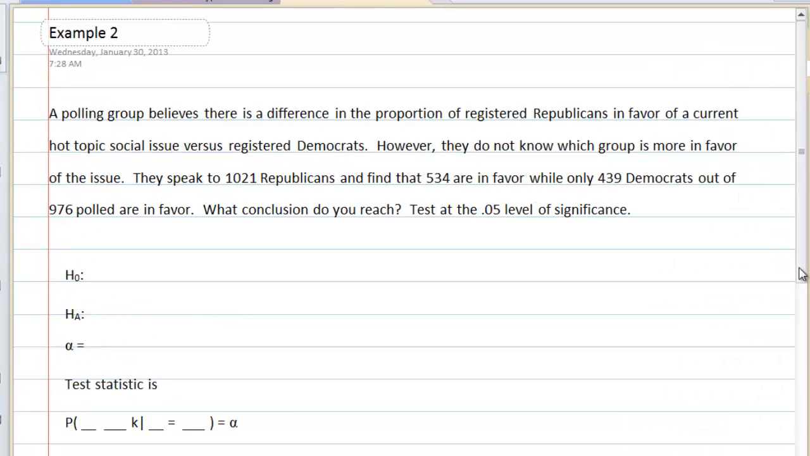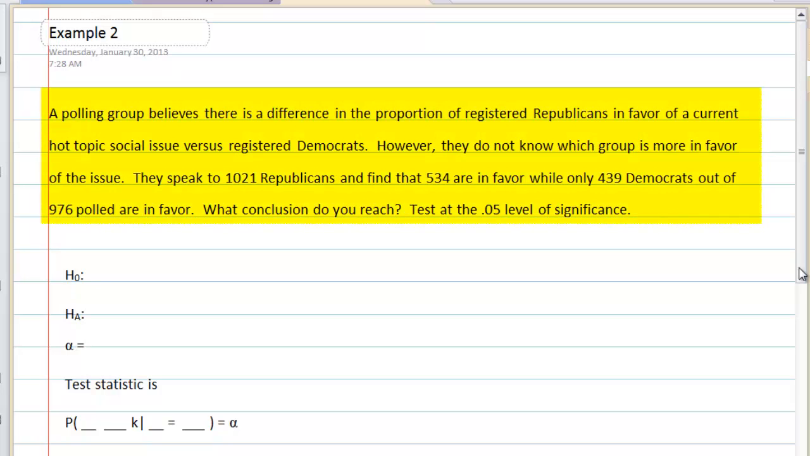This is a second example of using a large sample hypothesis test, a z-test. Our problem is a polling group believes there is a difference in the proportion of registered Republicans in favor of a current hot topic social issue versus registered Democrats. However, they do not know which group is more in favor of the issue. They speak to 1,021 Republicans and find that 534 are in favor, while only 439 Democrats out of 976 polled are in favor. What conclusion do you reach? Test at the 0.05 level of significance.